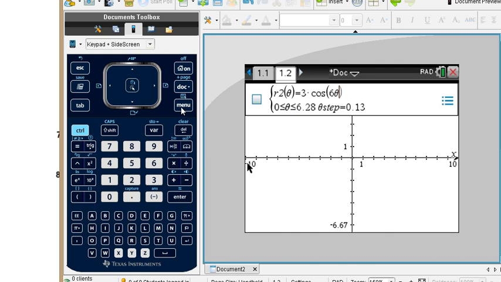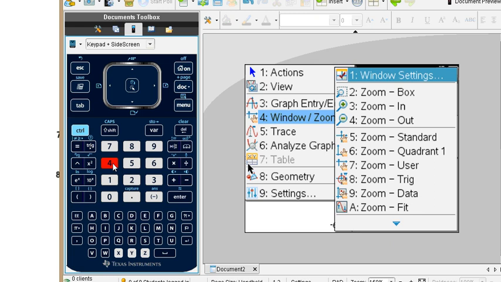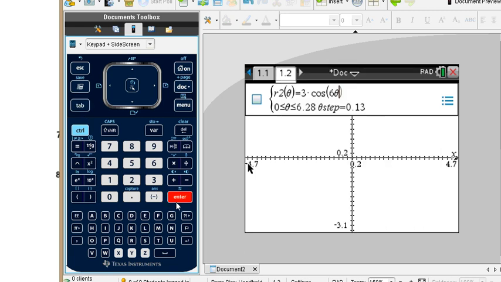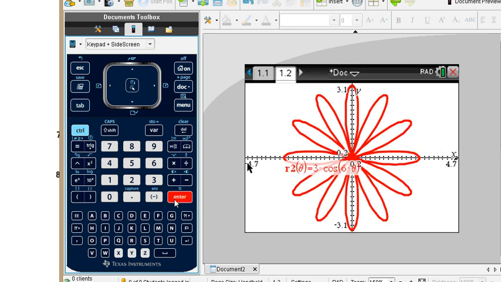I'm going to adjust the window. We have a limited window setting. I go to Menu, Window Zoom, Window Settings, press Enter. We're going to have an x minimum of negative 4.7, x maximum of 4.7, and then a y minimum of negative 3.1, and a y maximum of 3.1. Tab down to OK, Enter, Enter. Wow, that's a lot.